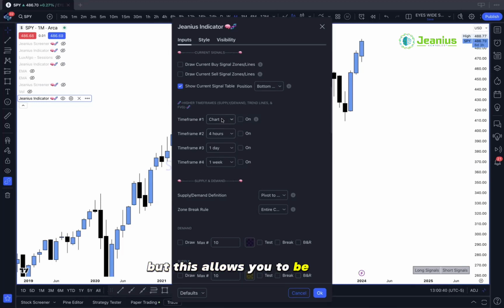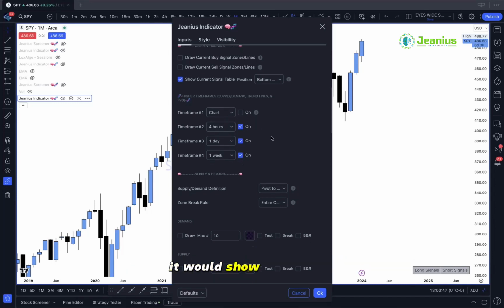But this allows you to be on, let's say, the hourly on SPY, and if you toggle on these three on that hour chart, it would show these signals, if there are any. It would show any fair value gap, any trend lines from those higher time frames, and any supply and demand zones from your higher time frames.